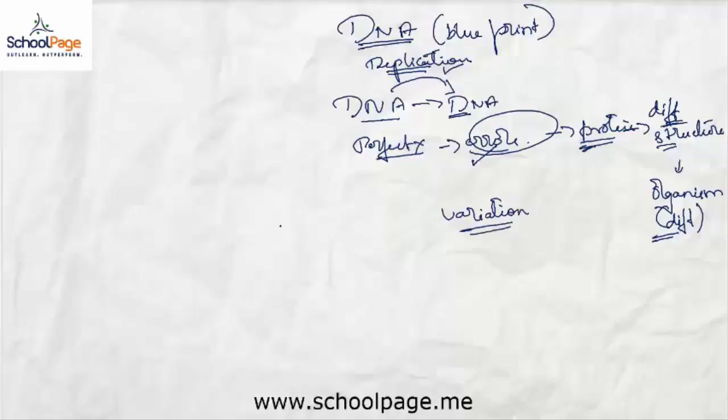The variation may be reflected in the phenotype, that is the external appearance of the organism, like for example eye color, hair color. So all these are variations.